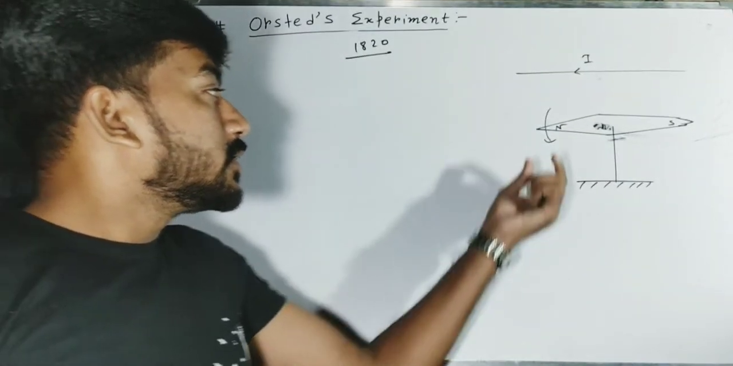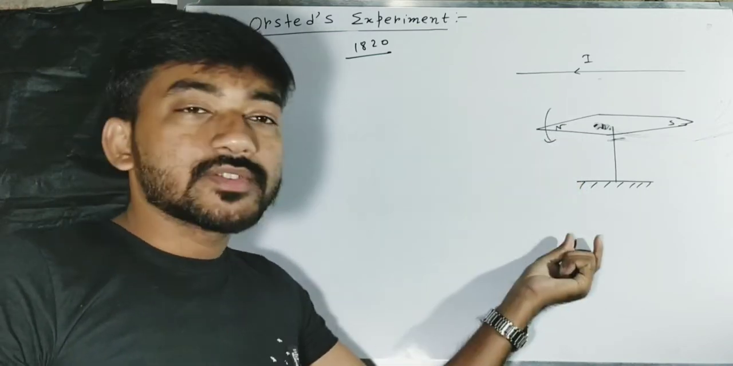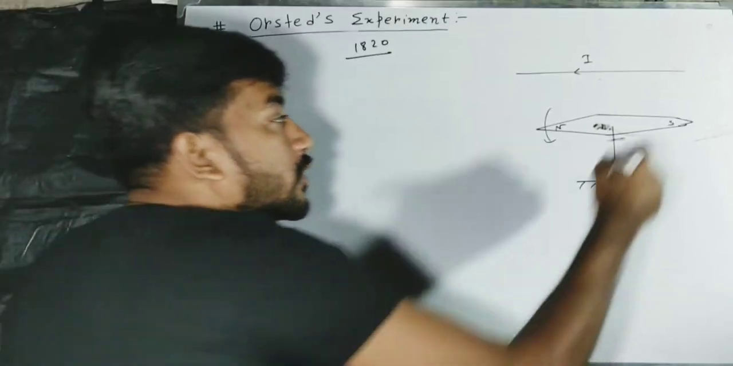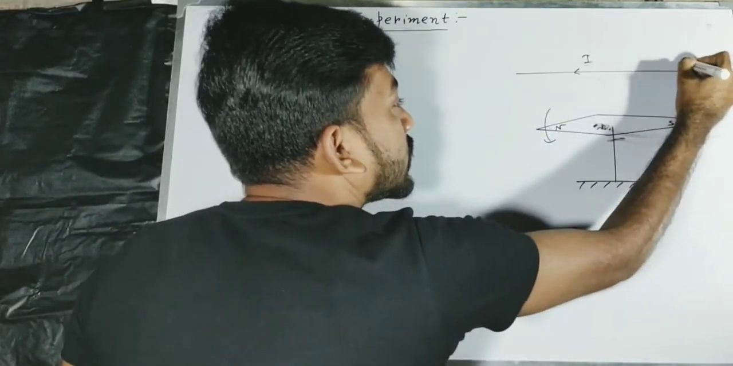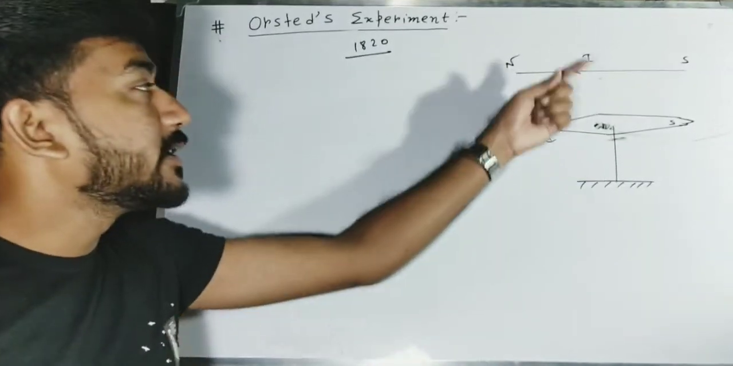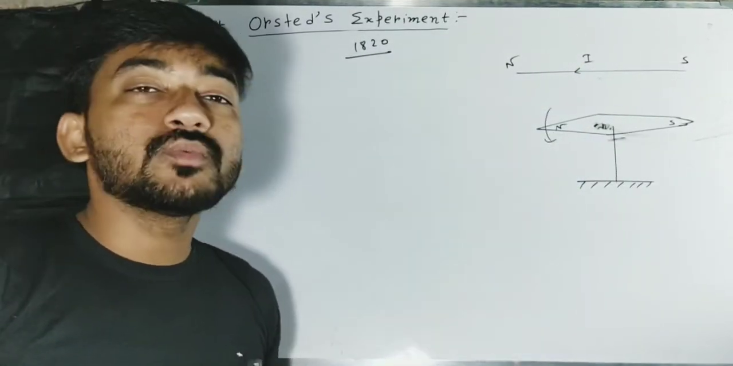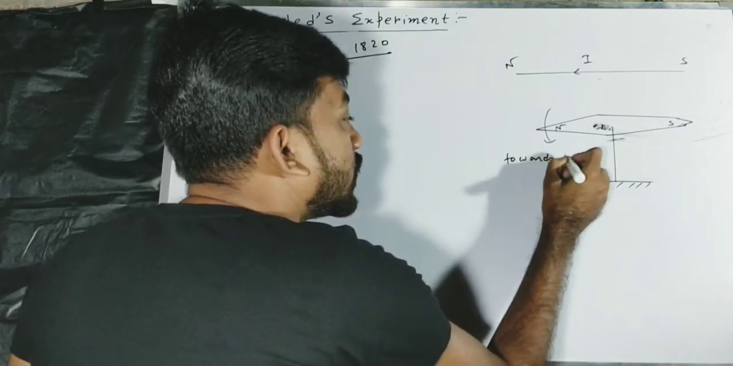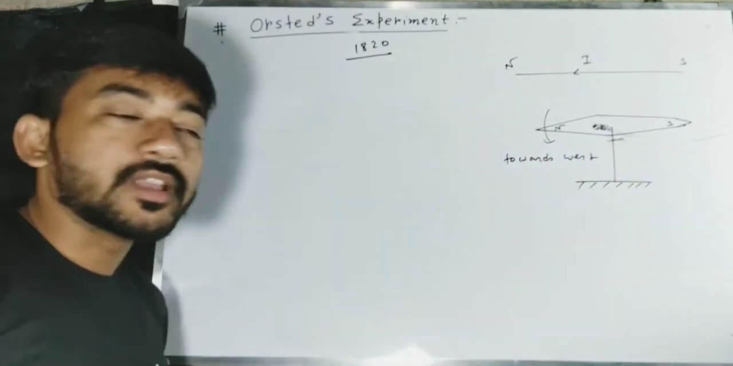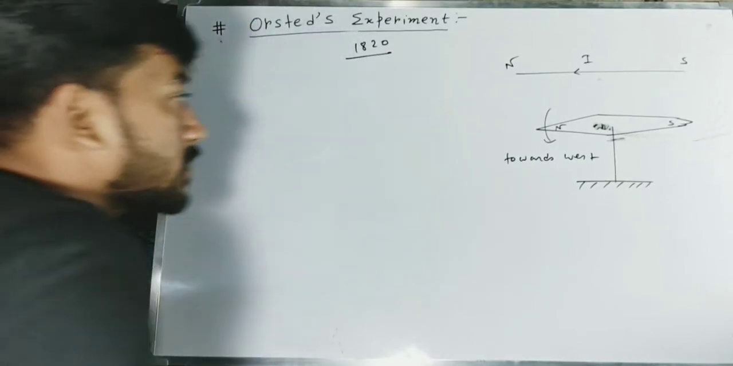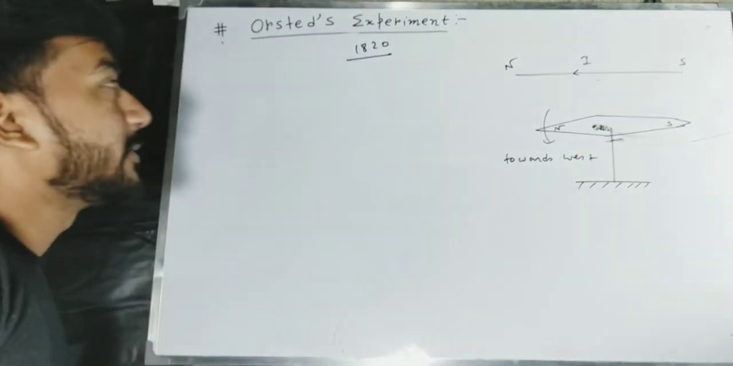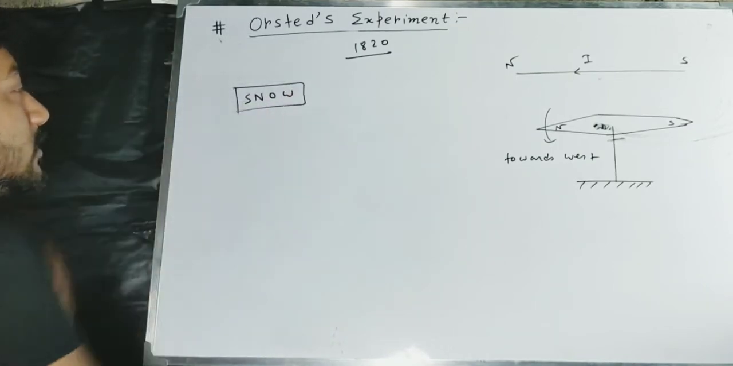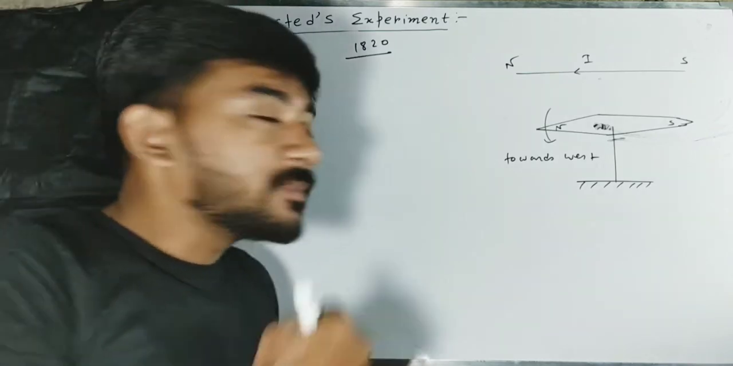Now this north pole will deflect towards west when the current is flowing from south to north over the magnetic needle. In which direction? It is towards west. Okay. So we can remember this statement by a word, that is SNOW. This is actually the remembering method.